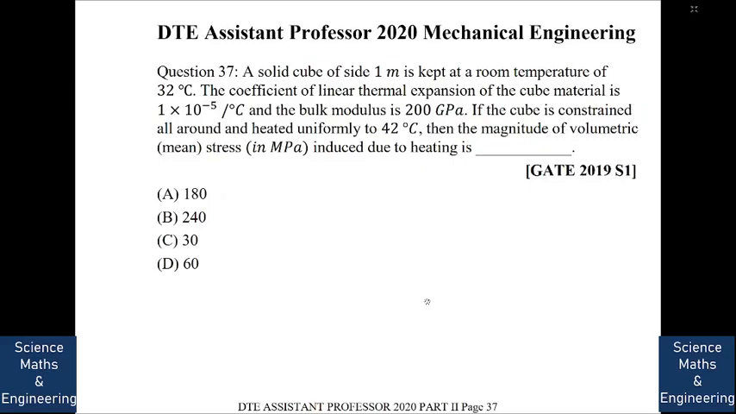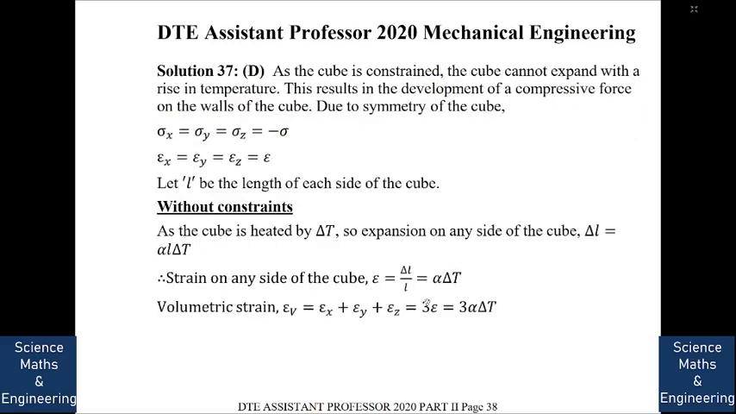If the cube is constrained all around and heated uniformly to 42 degrees centigrade, then the magnitude of volumetric stress in megapascal induced due to heating is... So it is constrained and we are heating it by around 10 degrees, and we need to find out the volumetric stress. The answer is, see, the cube is constrained, so the cube cannot expand. So we have compressive forces developed in the walls of the cube.